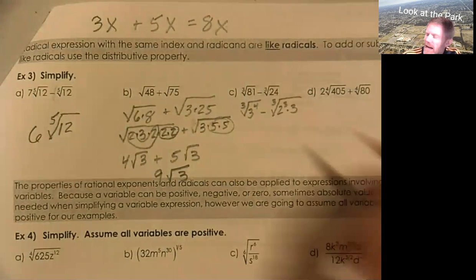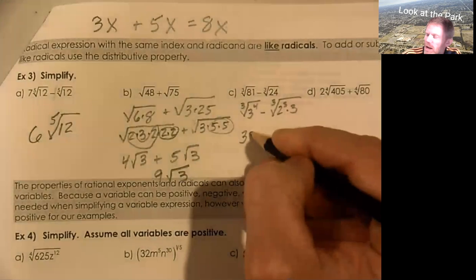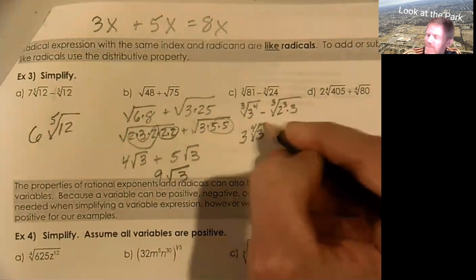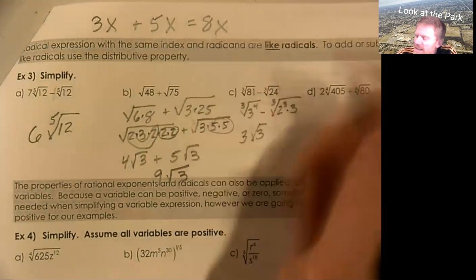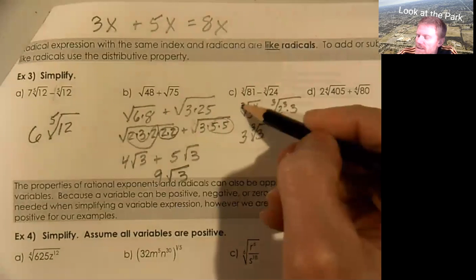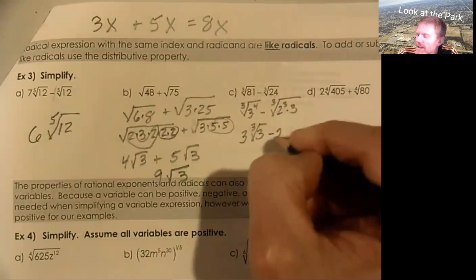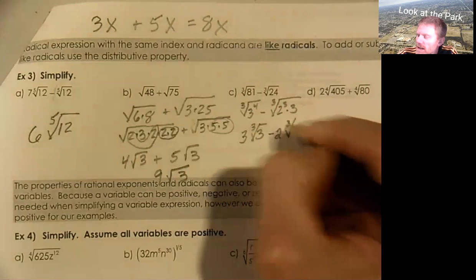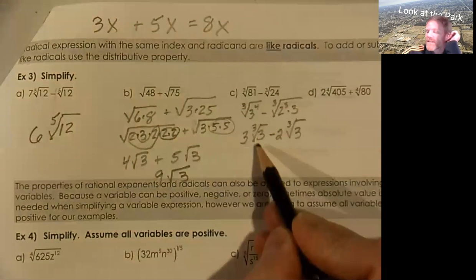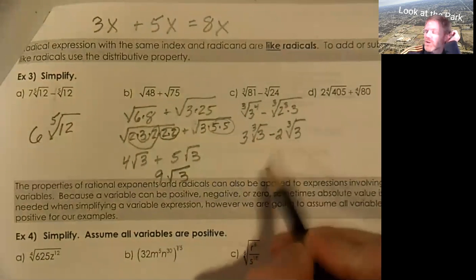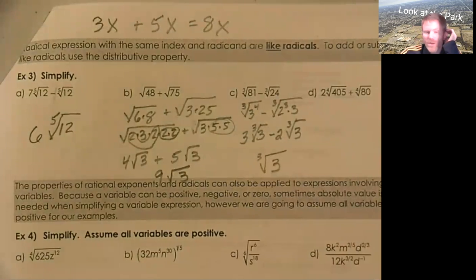Now you're looking for 3 of a kind. Well, there's 4 of them here. So you can pull out a 3 out of those 4, and you have 1 of them left inside. Don't change your index. Keep that index the same. Here you pull out what you have in common, your 3 of a kind. Now you have the same index and you have the same radicand. They're like terms. So it's 3 minus 2, which is 1. You don't really need to write the 1. So it's the cubed root of 3.